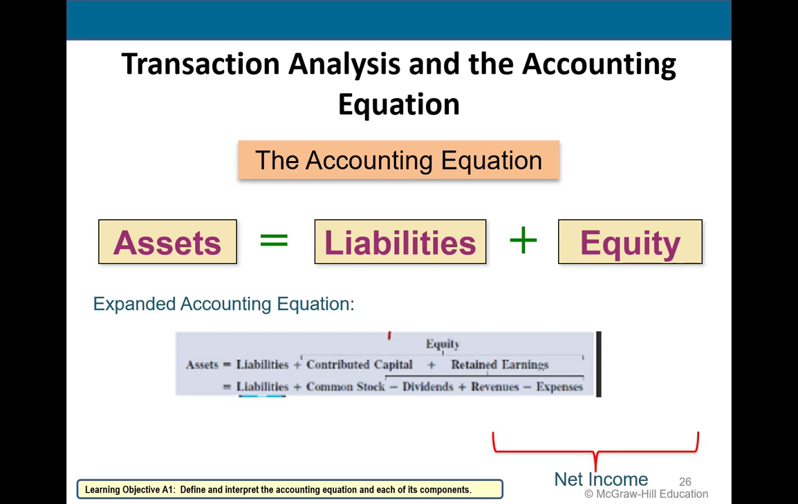Equity consists of 4 elements: contributed capital or common stock. This is when people invest money in our company and we give them stock in exchange. Revenues are money we make from doing the service or selling our product. Dividends are when we are paying back money from the earnings to our owners or our investors. Lastly, expenses are the money I spend to keep my doors open and do business. Net income occurs when revenues exceed expenses. Net income increases equity. A net loss is the opposite.